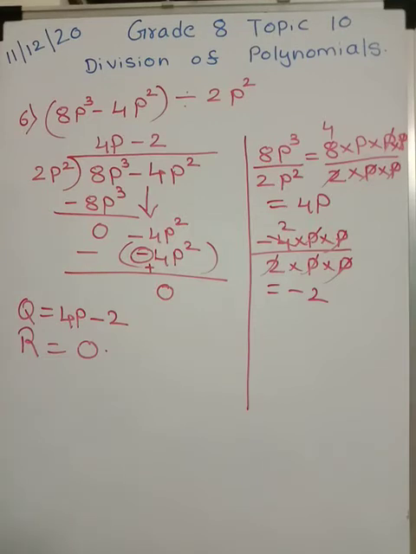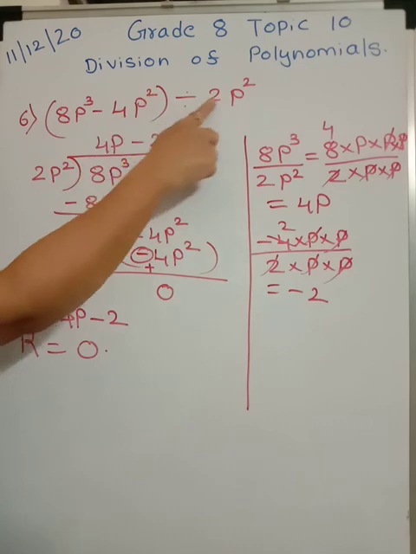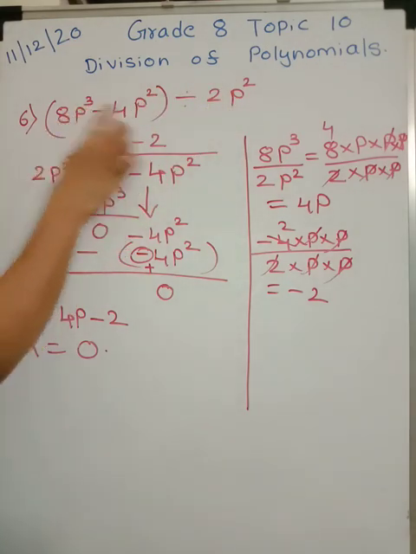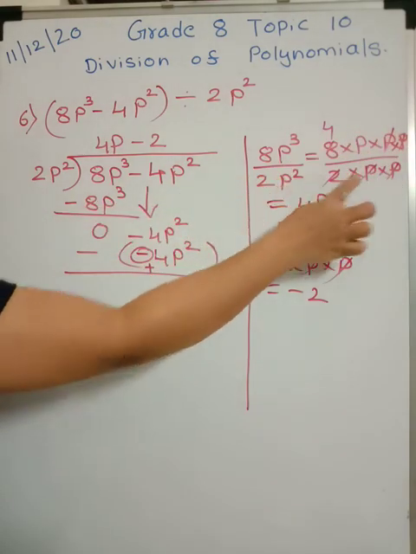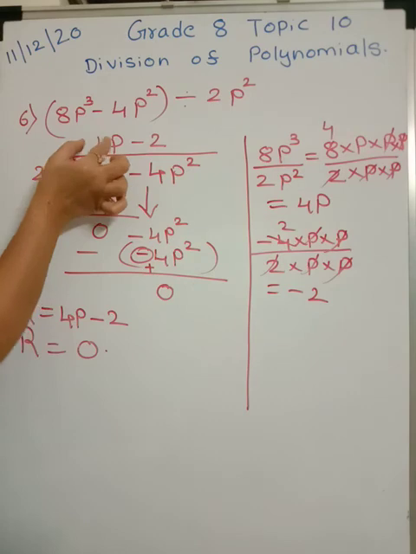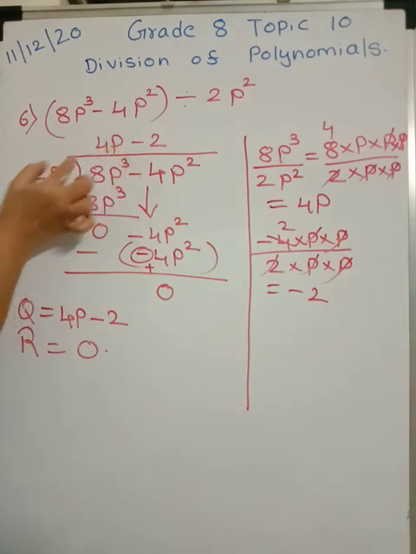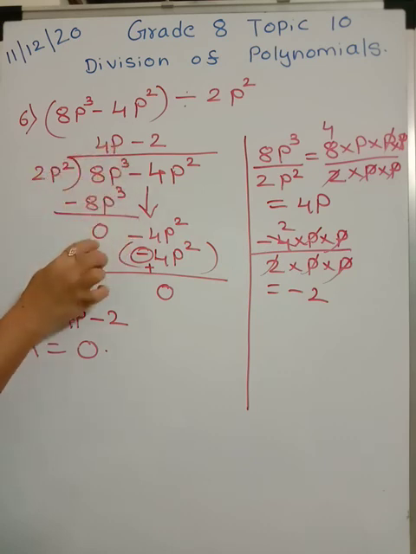Now look at the sixth problem. This is also binomial. 8p cube minus 4p square divided by 2p square. First take 8p cube divided by 2p square. P 3 times, p 2 times. 2 4s are 8 and 2 1s are 2. So we are left with 4p. I have written 4p over here. So 4p into 2p square, 4 2s are 8. P into p square is p cube. And this we are subtracting. So 8p cube minus 8p cube will be 0.